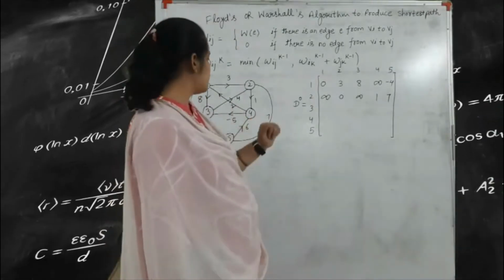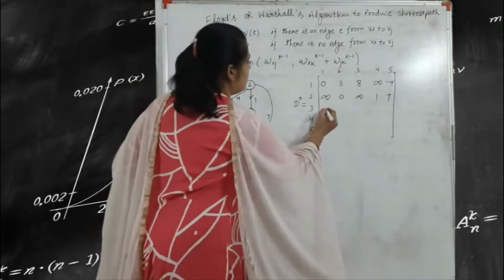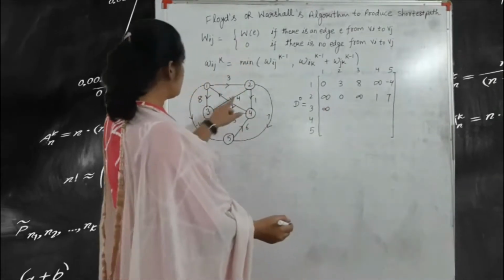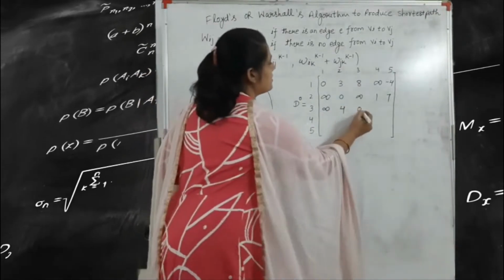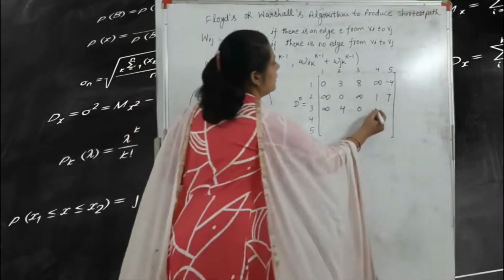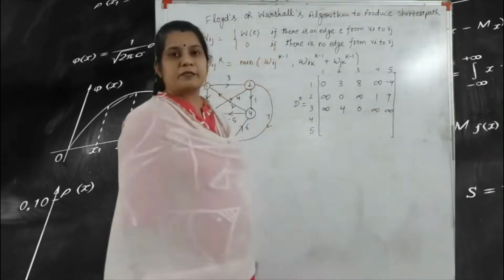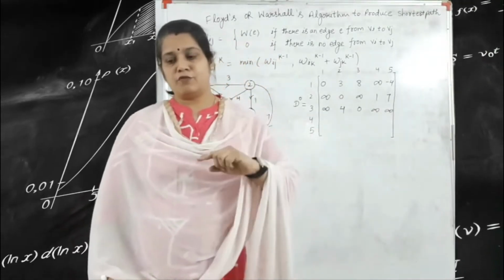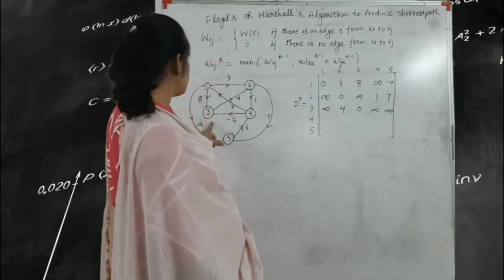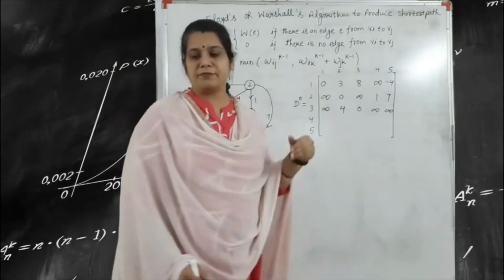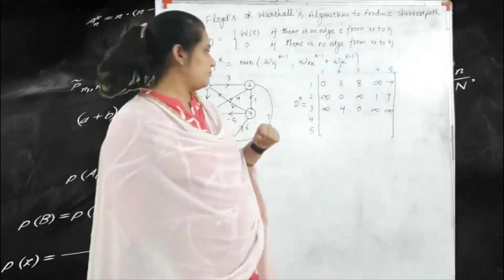Next is 3 to 1. This is your vertex 3. So 3 to 1, we write infinity. 3 to 2, the weight given is 4. 3 to 3, we write 0. 3 to 4, infinity, and 3 to 5, again we write infinity. So our third row is infinity, 4, 0, infinity and infinity. Here 4 to 3 is minus 5, but 3 to 4 is infinity.